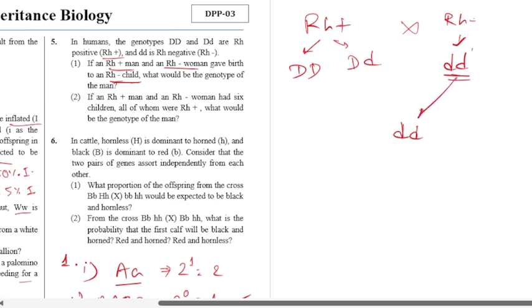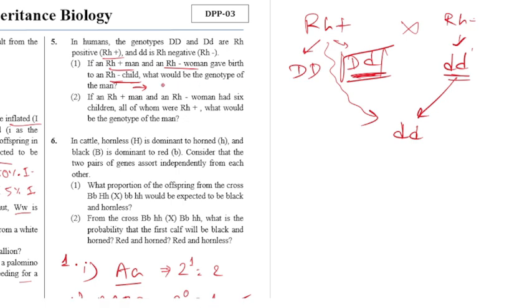So the child is obviously small d, small d. One small d is coming from the mother, so obviously the other small d has to come from the Rh positive father. So the male parent should be capital D, small d. What would be the genotype of the man? The man's genotype is capital D, small d.